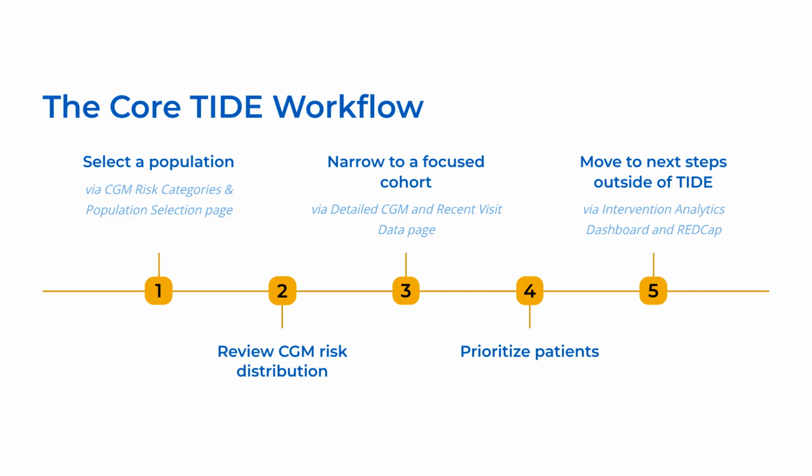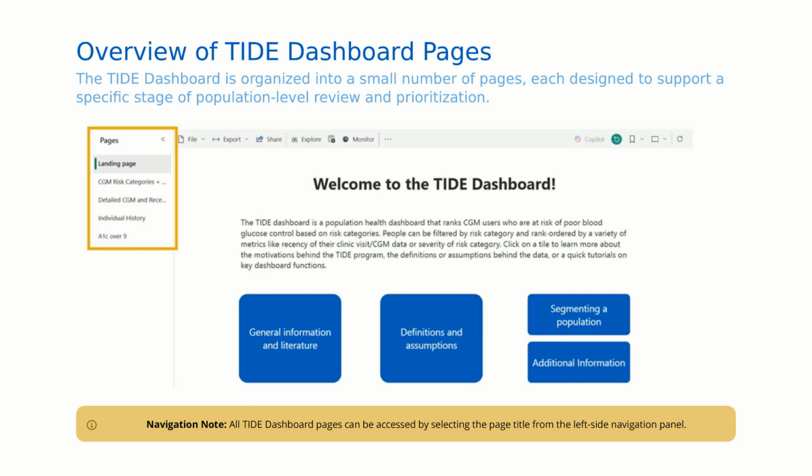Patients are prioritized, and then teams move to next steps outside of Tide using downstream tools. The Tide dashboard is organized into a small number of pages, each designed to support a specific stage of population-level review. All pages can be accessed using the left-side navigation panel in Power BI by selecting the page title.